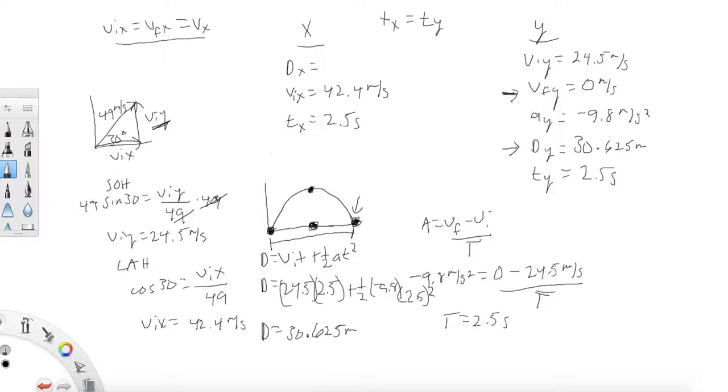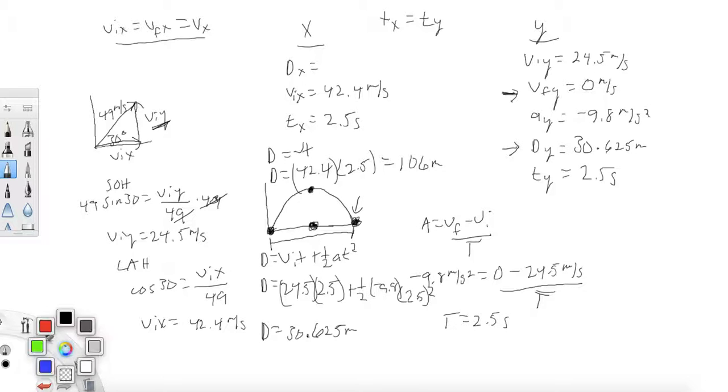But anyhow, let's use this formula. So distance is equal to velocity times time. So my distance is what I'm looking for. My velocity was 42.4 meters per second. I'll leave the units off just for simplicity. And my time was 2.5 seconds. So when I multiply those two together, I'm going to get a distance of 106 meters.